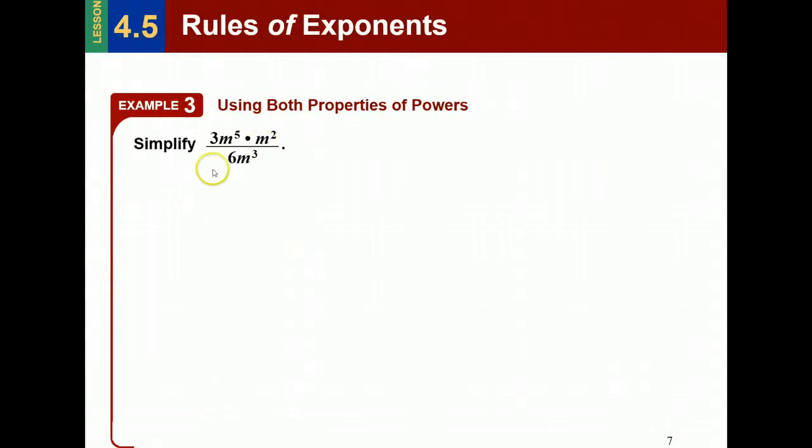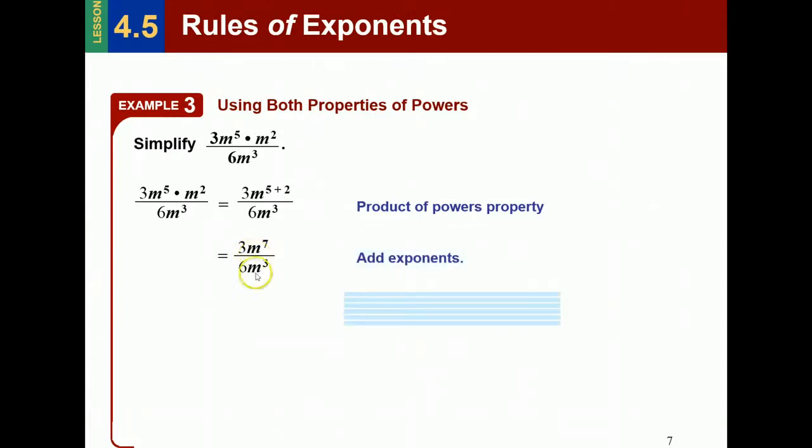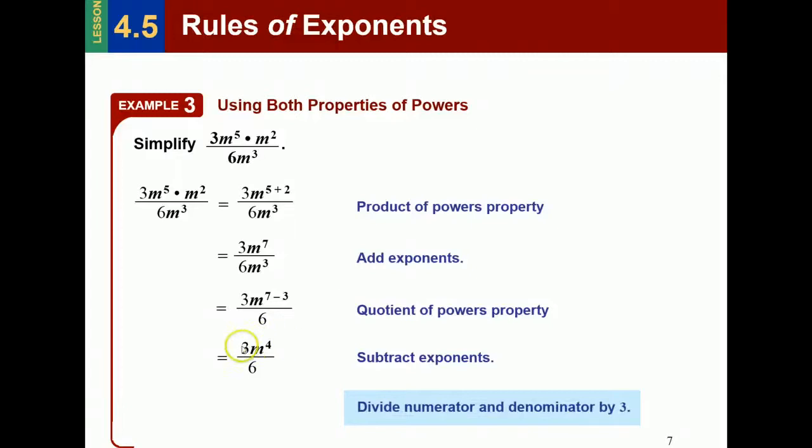Okay, let's try both of them. Simplify this: 3m to the 5th times m squared divided by 6m cubed. There are a couple of different ways you could do this, but sometimes it's easier if you just expand it out, maybe 3 times m times m times m times m times m, that's the m to the 5th times m all together. What they did here is simplify up top. These are the same base, so we add the exponents and end up with 3m to the 7th over 6m cubed. I'm not done yet because I can still subtract some of these exponents, since I'm dividing. We subtract 7 minus 3 and are left with 3m to the 4th over 6. Since these both have a common factor of 3, divide both, and I end up with m to the 4th over 2.